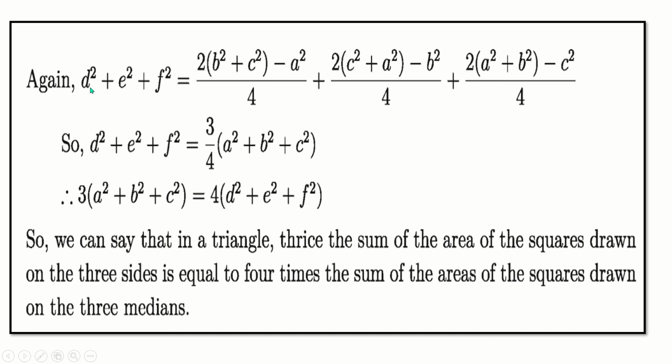Now adding the lengths of the medians square, that means d square plus e square plus f square, the sum of these. Now calculate, we get 3 by 4 into a square plus b square plus c square, or by cross multiplication we get 3 into a square plus b square plus c square equals 4 into d square plus e square plus f square. This is another relation of side and median.